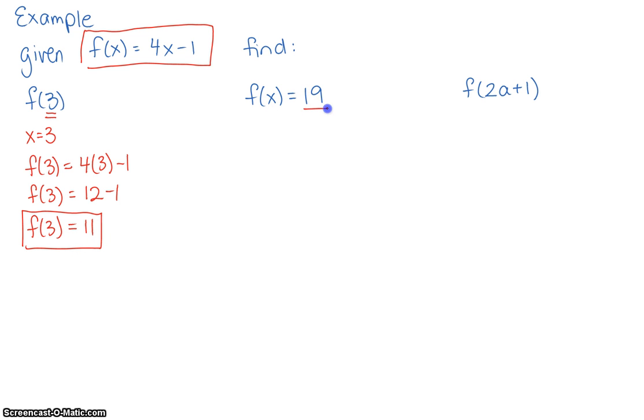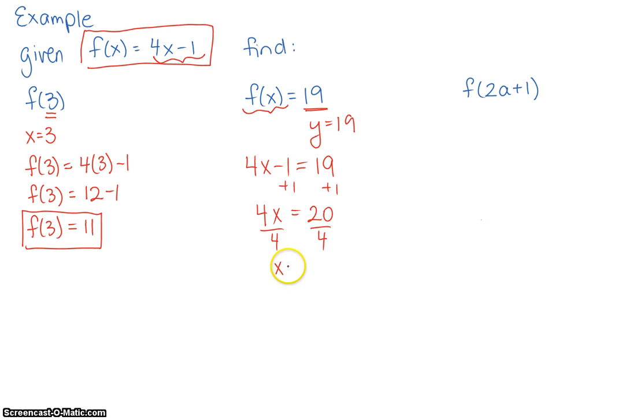Now when f of x is equal to 19, this technically means that y is equal to 19. So we can replace f of x with what the function is. So 4x minus 1 is equal to 19. To both sides we can add 1. 4x equals 20. Divide both sides by 4. x is then equal to 5. Now in function notation we can write that as f of 5 is equal to 19. Again, we have our x input and our y output all in one statement, so we can see everything that we're working with.